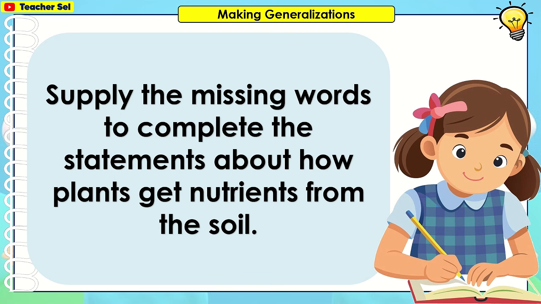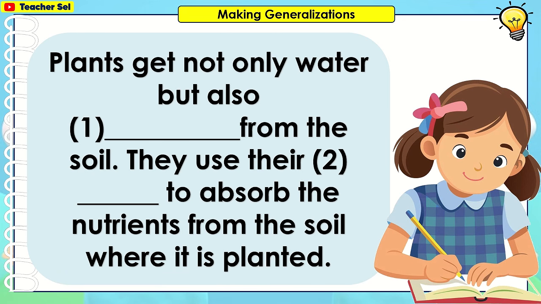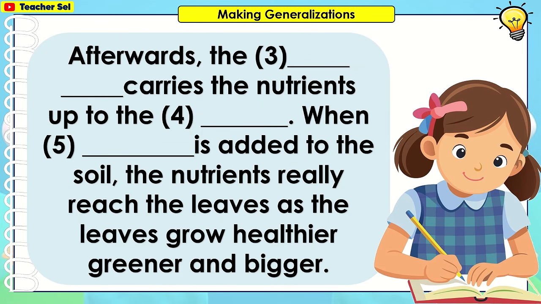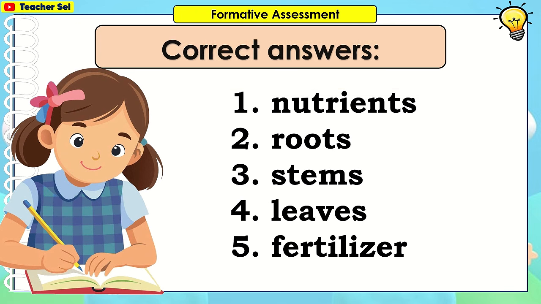Supply the missing words to complete the statements about how plants get nutrients from the soil. Plants get not only water but also blank from the soil. They use their blank to absorb the nutrients from the soil where it is planted. Afterwards, the blank carries the nutrients up to the blank. When blank is added to the soil, the nutrients really reach the leaves as the leaves grow healthier, greener, and bigger. Here are the correct answers: nutrients, roots, stems, leaves, fertilizer.